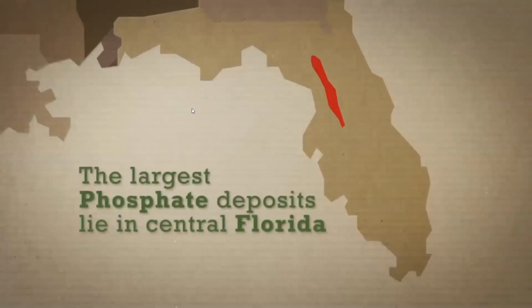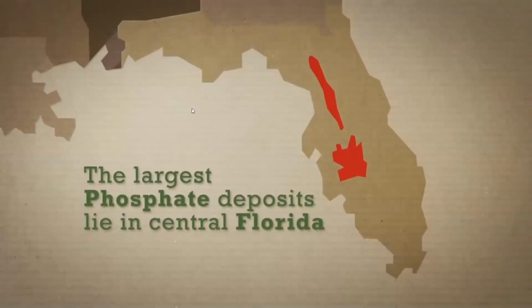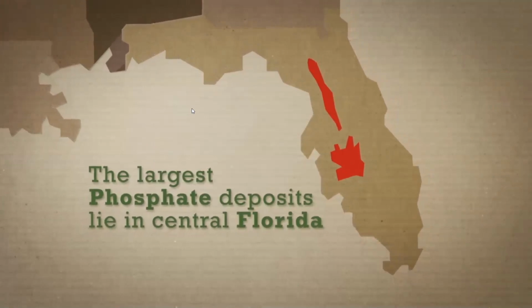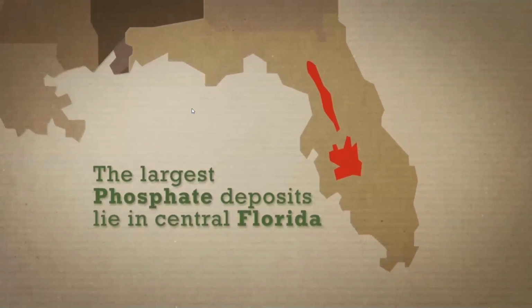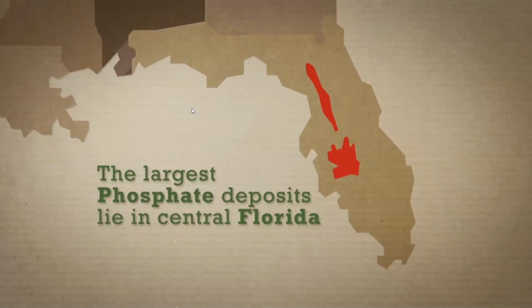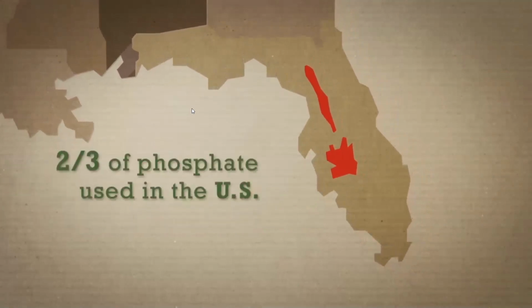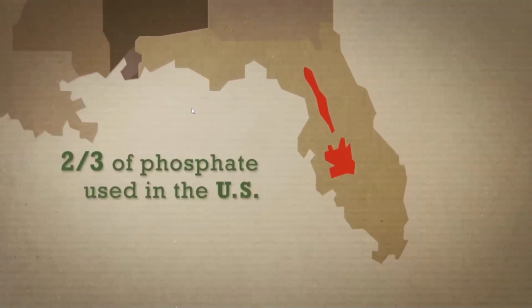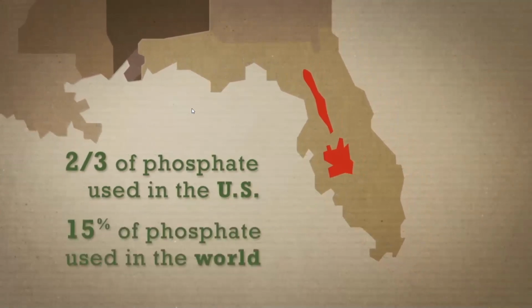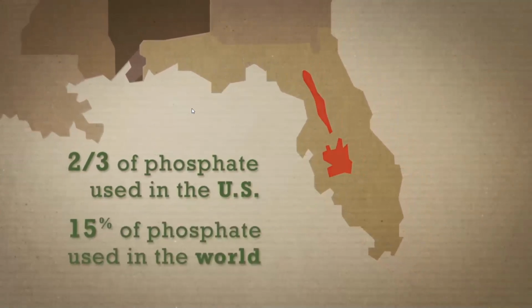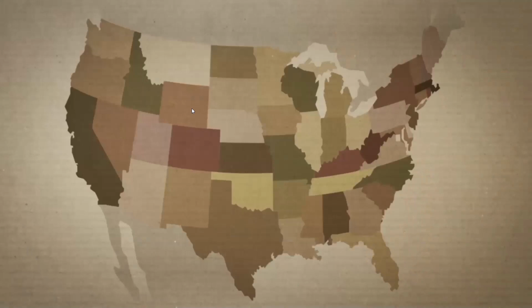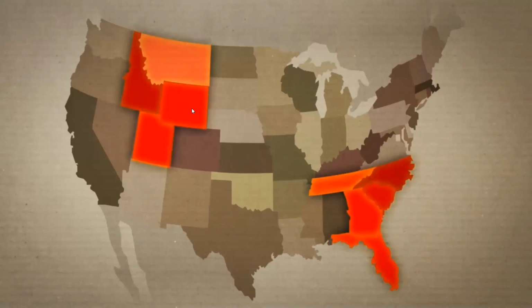The largest phosphate deposits in North America lie in the Bone Valley region of Central Florida. In fact, Florida's phosphate mining accounts for about 2/3 of the phosphate used in the United States, as well as about 15% of the phosphate used around the world. But significant phosphate deposits can also be found in Georgia, Idaho, North Carolina, Montana, Tennessee, Wyoming, South Carolina, and Utah.